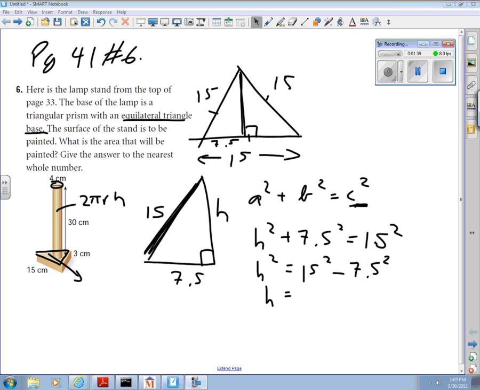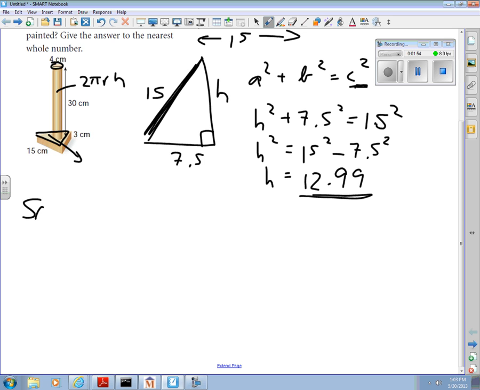After I punch buttons, it turns out that h is 12.99 and a bunch of decimals. I'm not erasing those decimals. I've still got them on my calculator. Okay, so there's my height that I need. So it's time to start putting together my surface area equation.